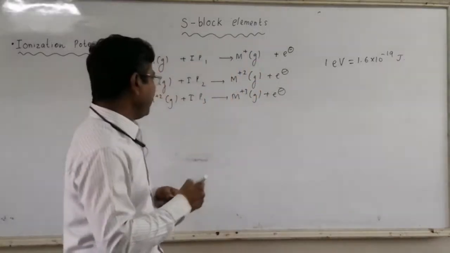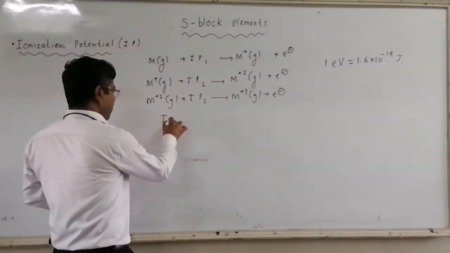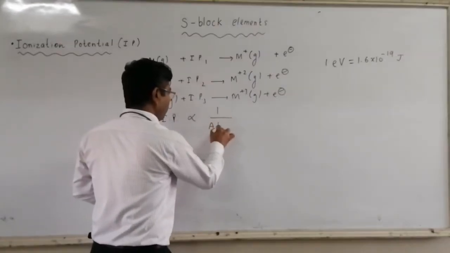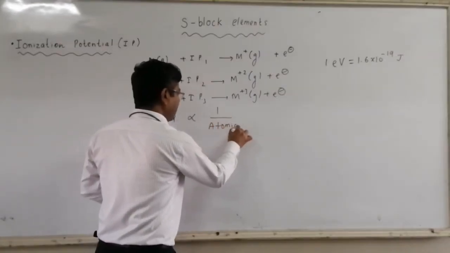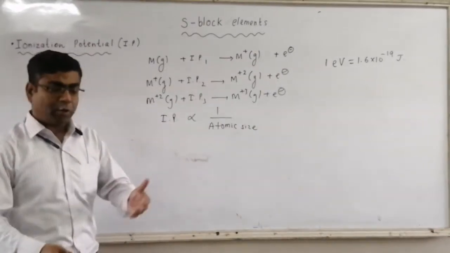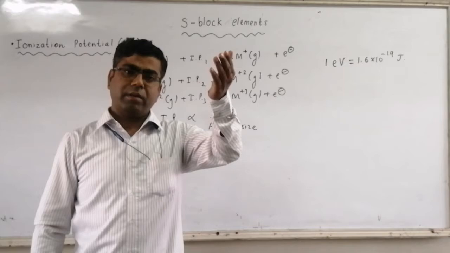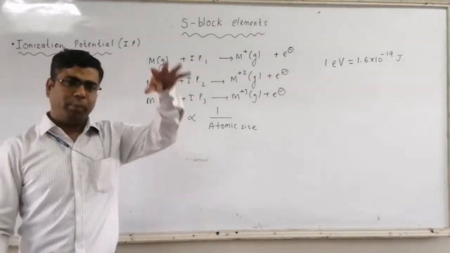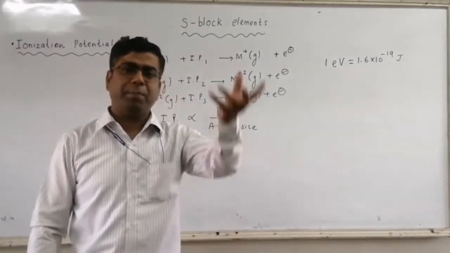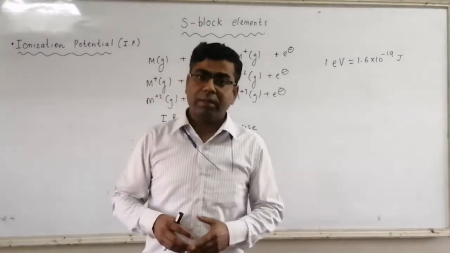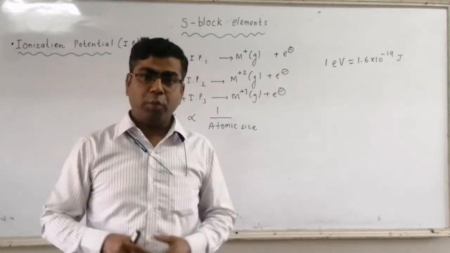So here we can say that IP is proportional to 1 by atomic size. If atomic size increases, value of IP decreases. If atomic size decreases, value of IP increases. Now let us talk about IP in a group or in a period.